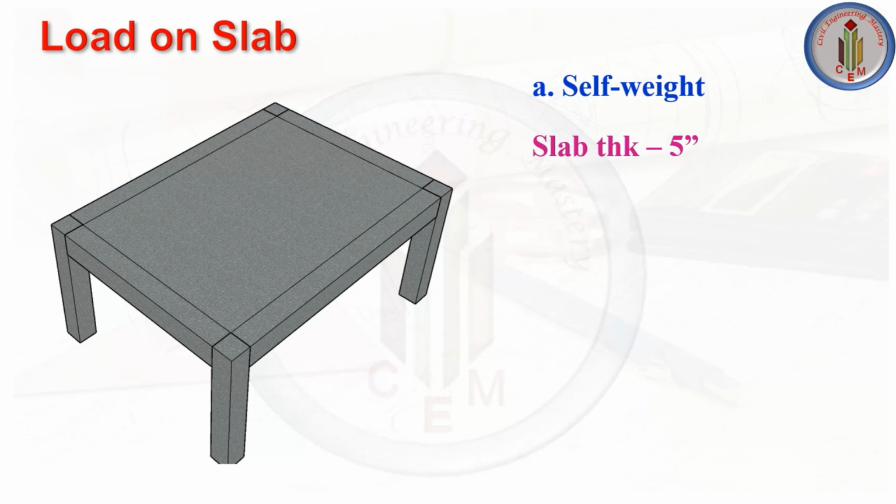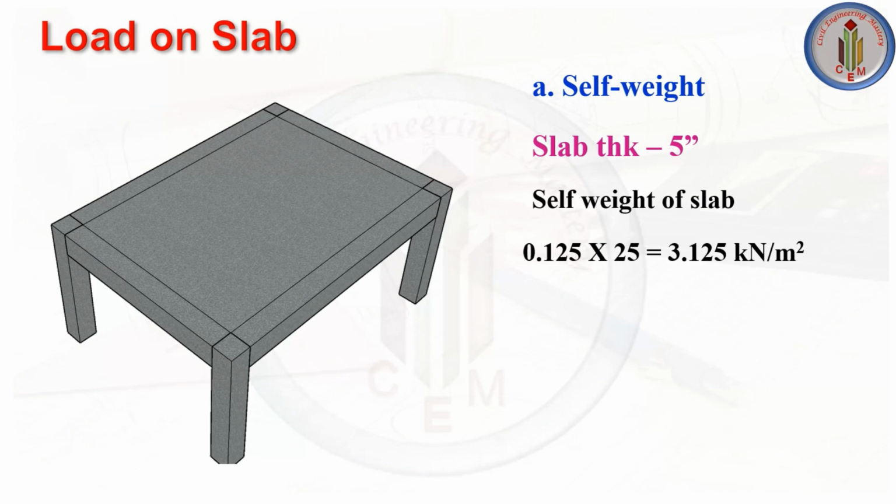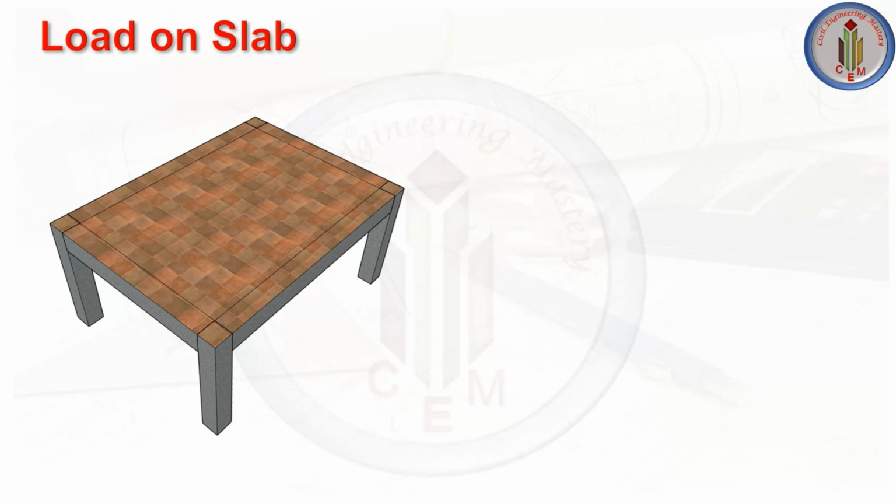So for slab, if you take the slab thickness as 5 inches, then you have to calculate the self weight of the slab by using the thickness and unit weight of RCC. 5 inches is 125 mm and unit weight of RCC is 25. So if we multiply this, you get 3.125 kilonewton per meter square as the self weight of the slab.